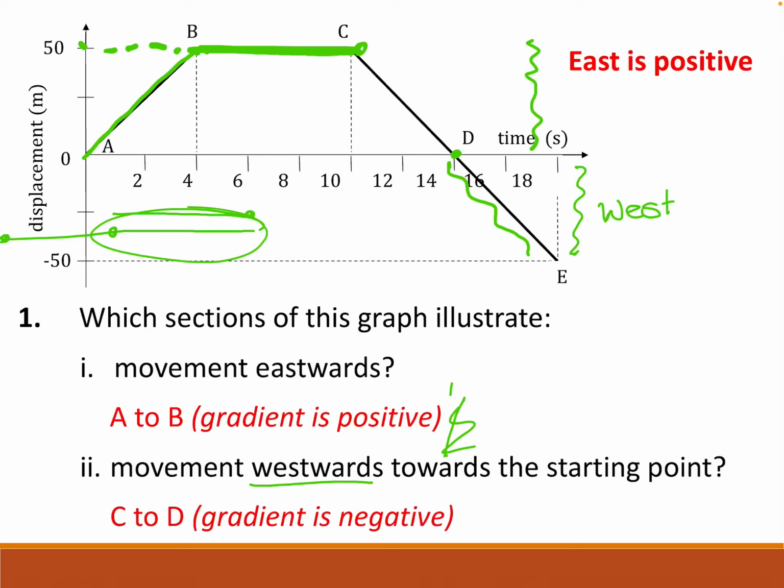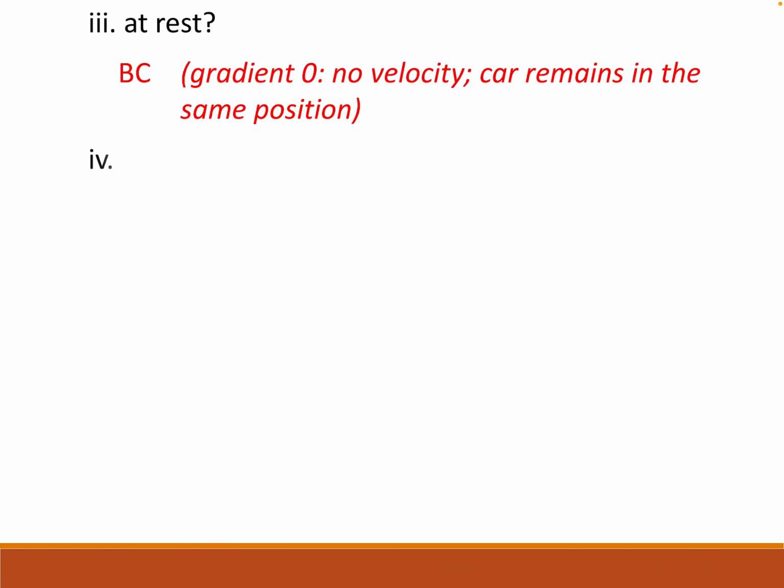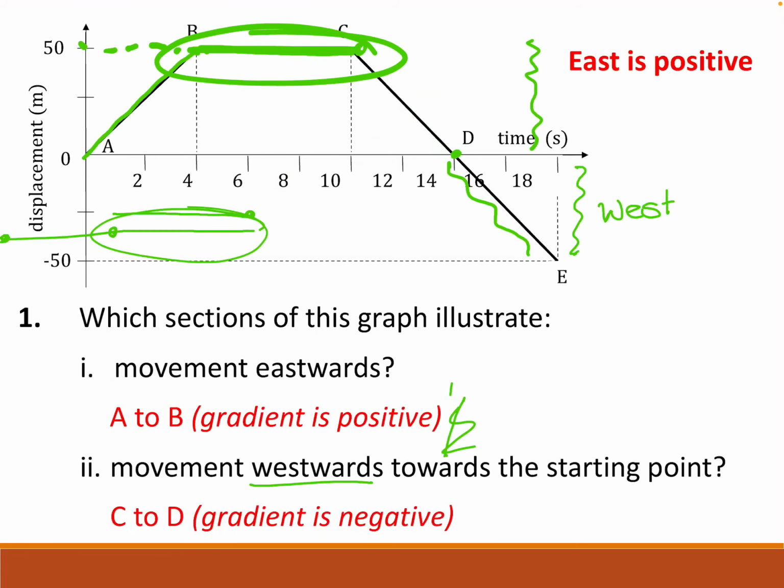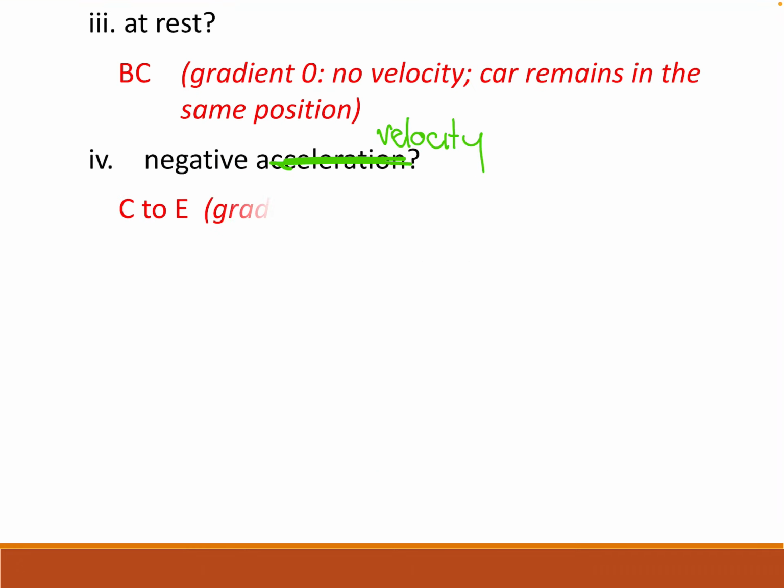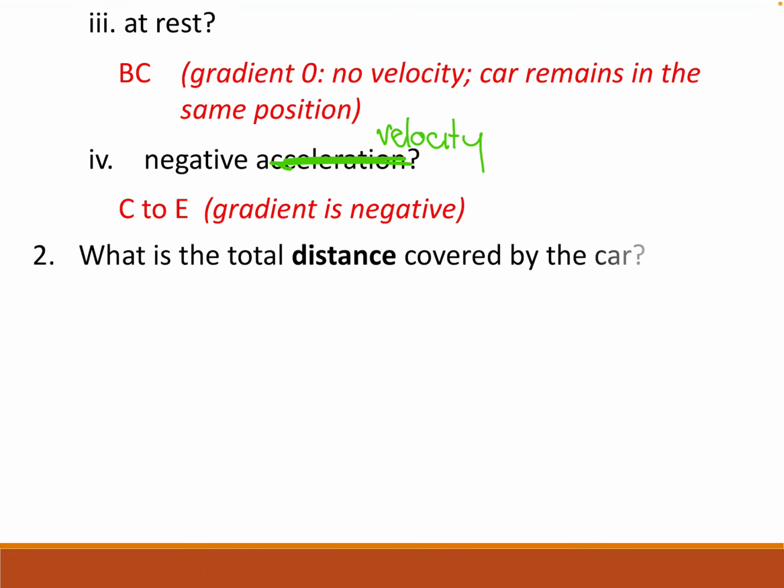Where's it at rest? Well, we just said, from B to C. Here, displacement didn't change. Now, this should say negative velocity, because I can't get acceleration off a displacement time graph. So this here is my negative velocity because it's got a negative gradient. When I'm finding that gradient, I get a negative value. The gradient gives me velocity. So that's from C to E.